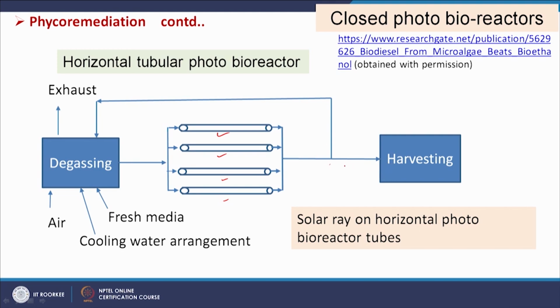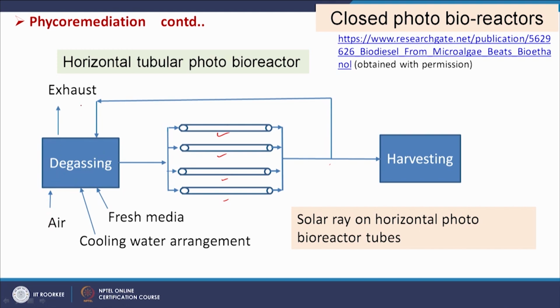So, after harvesting we are getting some algal biomass, and we are getting wastewater. Some part of that wastewater and the harvested biomass is recycled here. This is used for degassing, because here the algae is working on it. This algae is generating oxygen in the presence of sunlight. So, this water we are sending here will have some oxygen that needs to be removed, so air is sent.